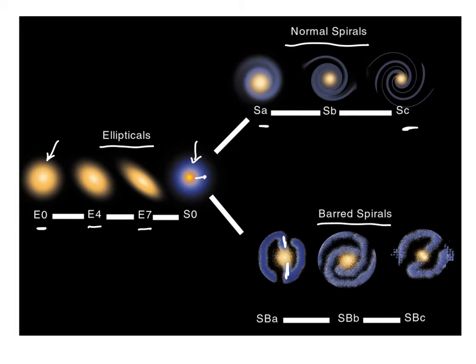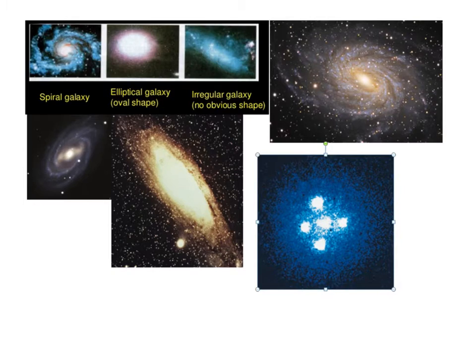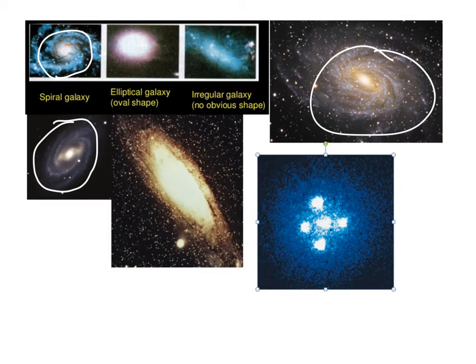Here we can have a very pronounced bar, and you can see this bar coming out, and then we'll have the spiral arms coming this way. Okay, so this is how we classify our galaxies that we can see. Now here we'll see some other pictures. Notice we have a regular spiral galaxy here and here, but here we have what we would call a barred spiral galaxy, and you can see that bar projecting out.